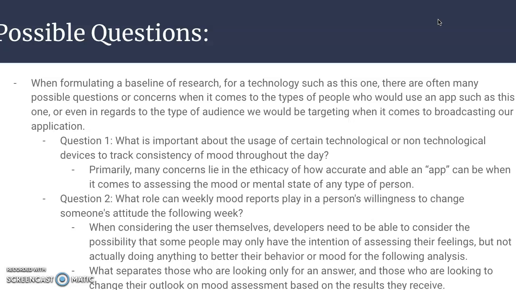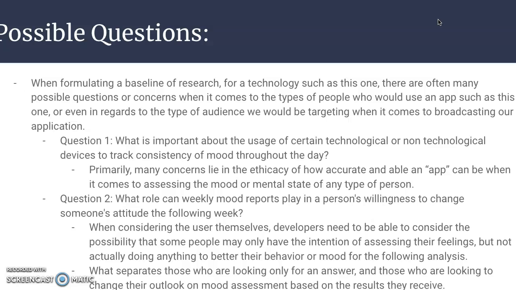So the first question would be, what is important about the usage of certain technological or non-technological devices to track consistency of mood throughout the week? Primarily, many concerns lie in the efficacy of how accurate and able an app can be when it comes to assessing the mood or mental state of any type of user.